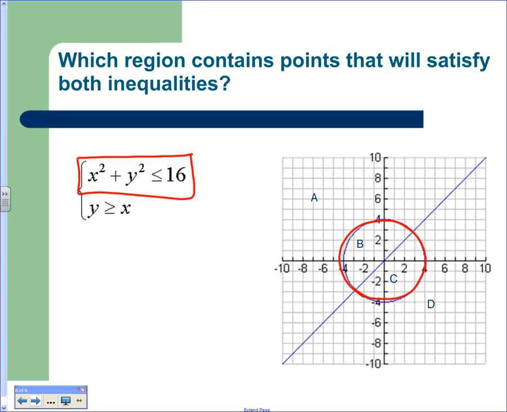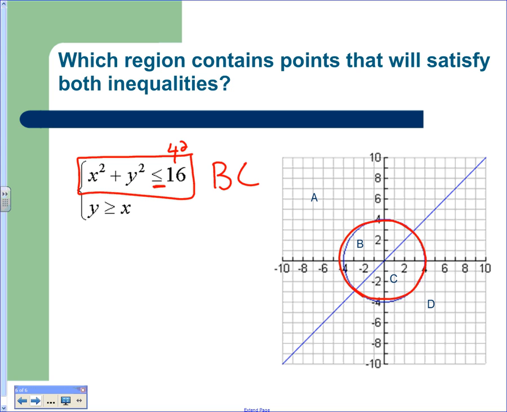What numbers are less than or equal to 16? Like below, right? So it's like everything inside of your circle. Your x squared and your y squared have to be smaller than 16. So the answer for that one has to be B and C, because we're looking at less than 16, which is 4 squared, the radius squared. So what is smaller? Everything inside of the circle. Does that make sense?